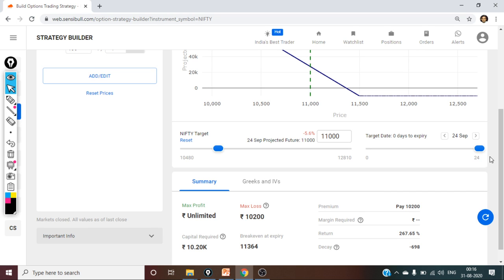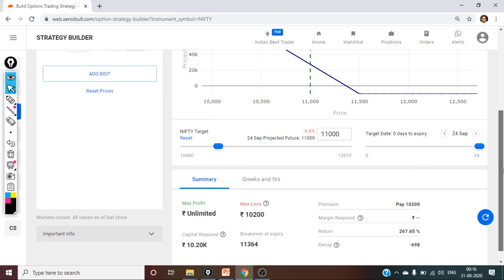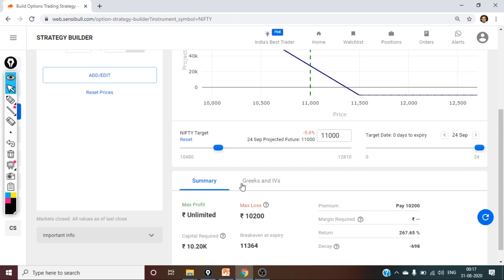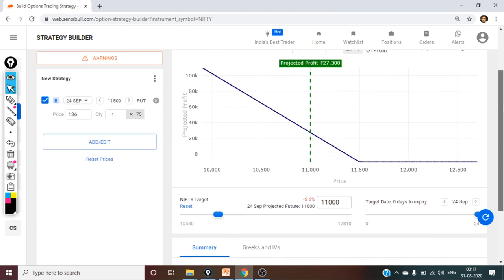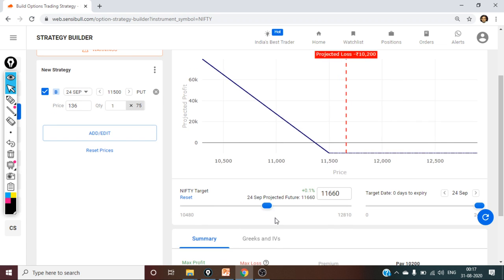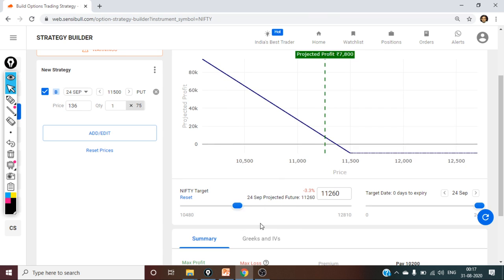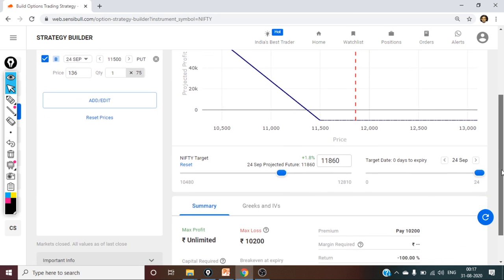What is the price of that put option? The put option costs 136 rupees and the lot size is 75 shares. So your maximum loss is 10,200 rupees and you have to pay it. You cannot use margin for it. So if the stock falls below your break even, you can make unlimited money. If the stock moves in the upward direction, it can move anywhere, it does not matter. You are going to lose a maximum of 10,200 rupees.